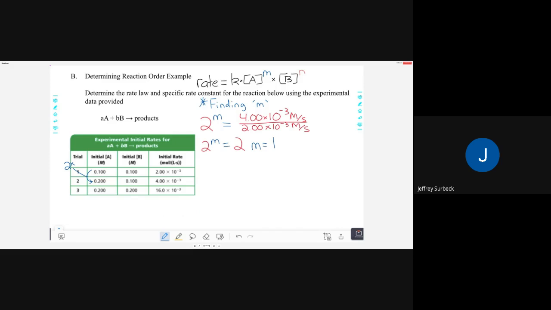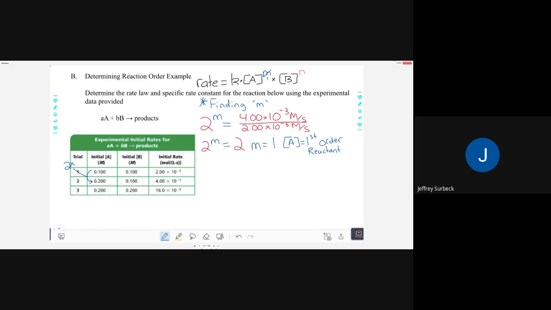And so what we can call substance A is that it is a first order reactant. So substance A is a first order reactant. Now, to help us out here, I'm going to cross out M, and now I'm going to call it 1. Now, we won't put that, but that helps remind us, hey, we're done with A. Now we've got to find that power n, okay?